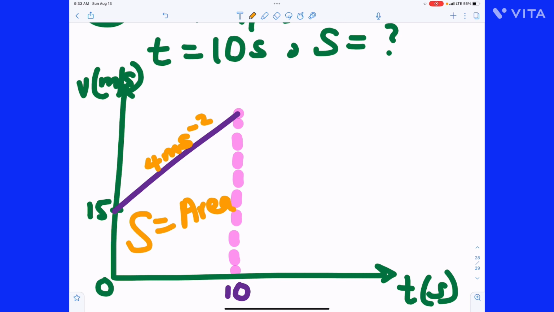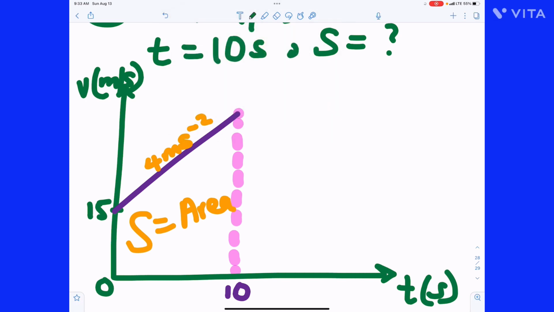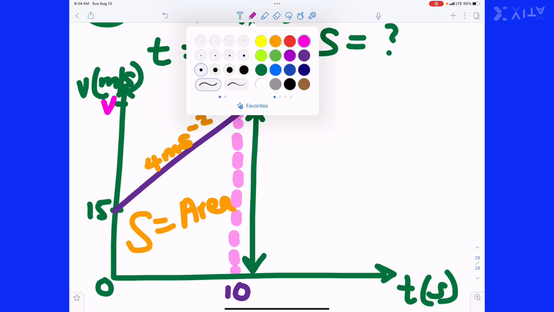So let's use formula. We can use area under the curve. If we want to use area under the curve, we need to find this side. And that's represented by the final velocity attained here. So we need to find this final velocity attained after accelerating for 10 seconds. Now, to get V, what do we do?